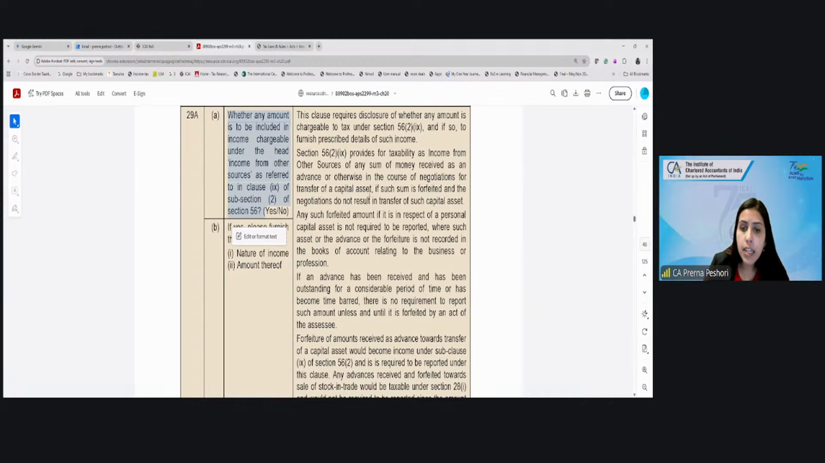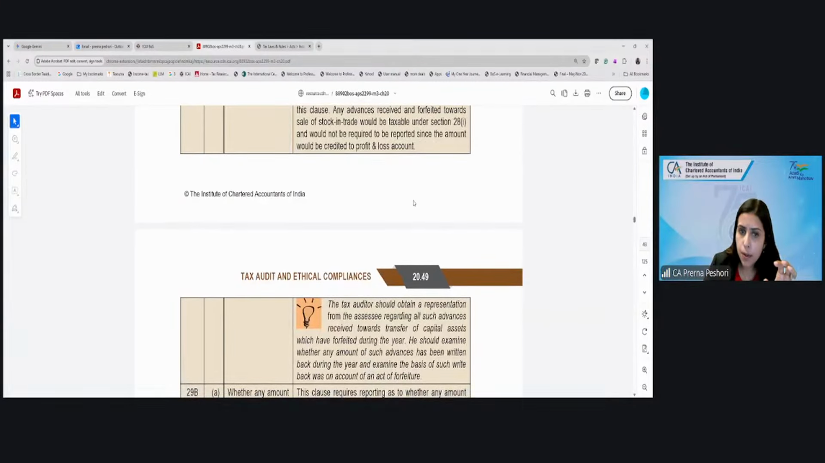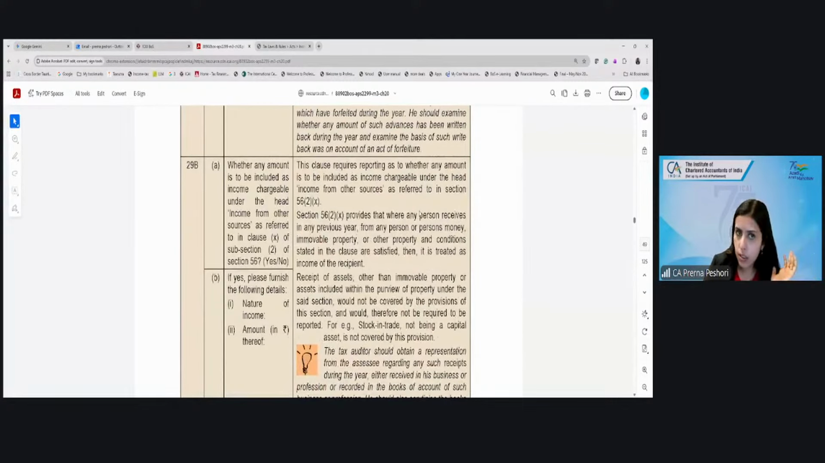So here basically you will be required to obtain the representation from the client regarding all the advances received which have been forfeited. That you have to report over here. Then 29B is whether any amount is to be included as income chargeable under the head income from other sources as referred to in 56(2)(10), and you have to furnish the nature of the income and the amount thereof. What is 56(2)(10)?